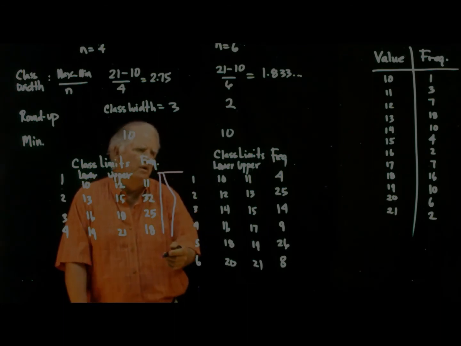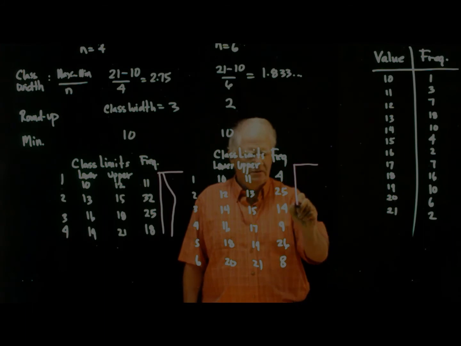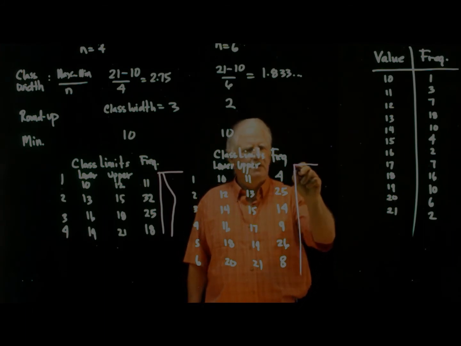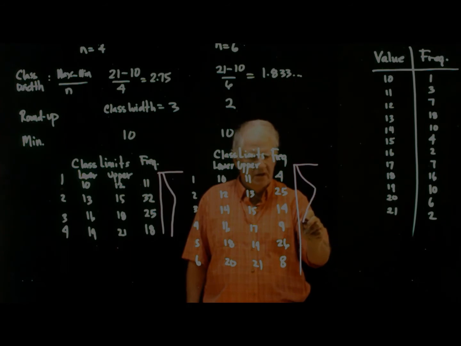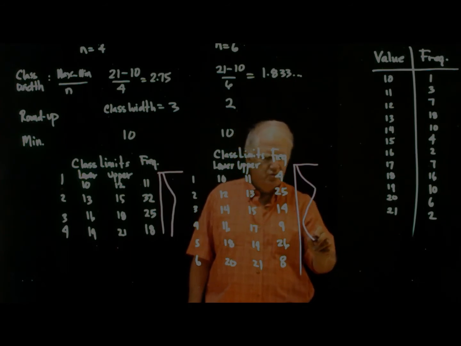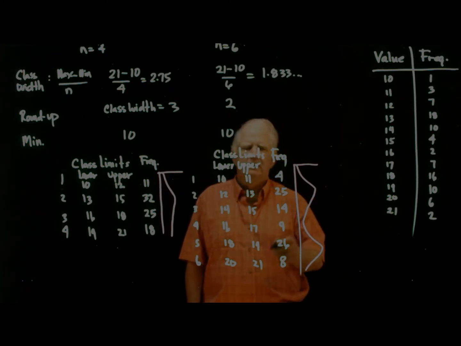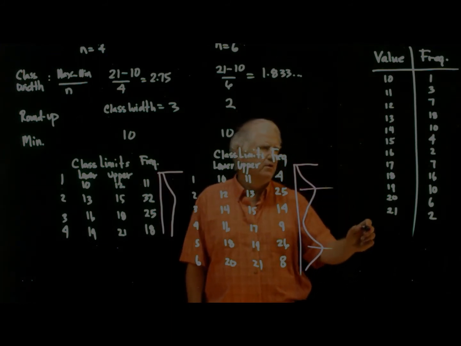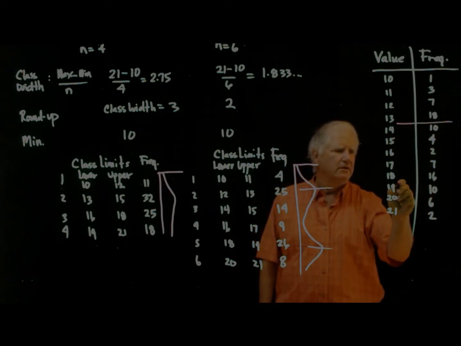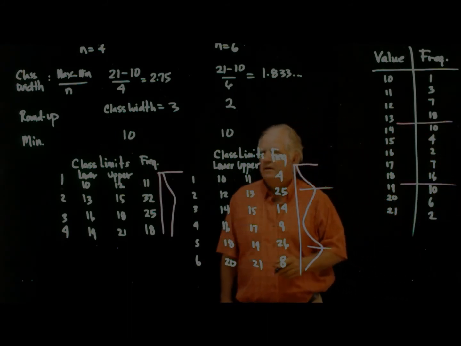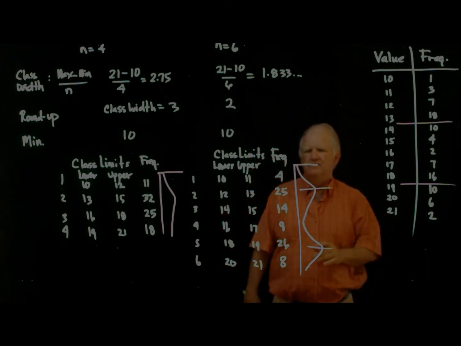I see one bump. If I come over here to the 6th class and do the same thing, I'm going to go from 4 all the way up to 25, down to 14, down to 9, back up to 26, and down to 8. There's the 2 modes. Right? One right here and one right here, which more or less corresponds to this one and this one right here.